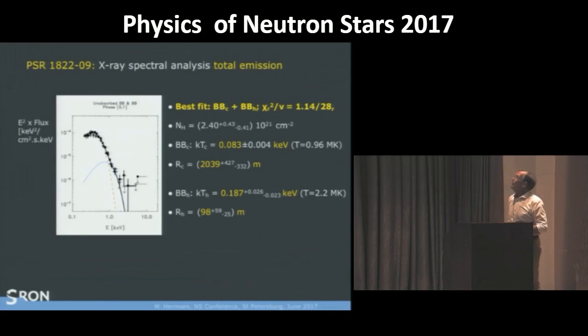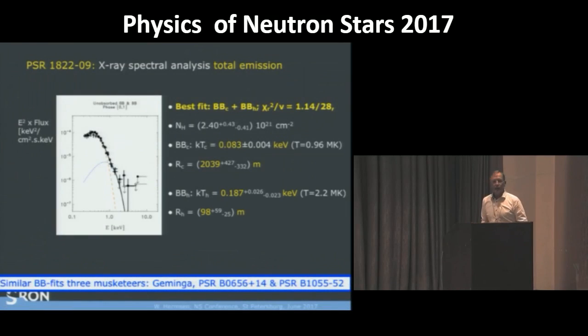Then the spectra. The total emission we can very nicely explain with two black bodies, and other fits with power laws do not give a proper description. And what we have there, we have two black bodies, a cool one with 0.08 keV or 0.96 million Kelvin with a large radius if you take a black body fit, and a hot one with a 100 meter radius, and this is 2.2 million Kelvin.